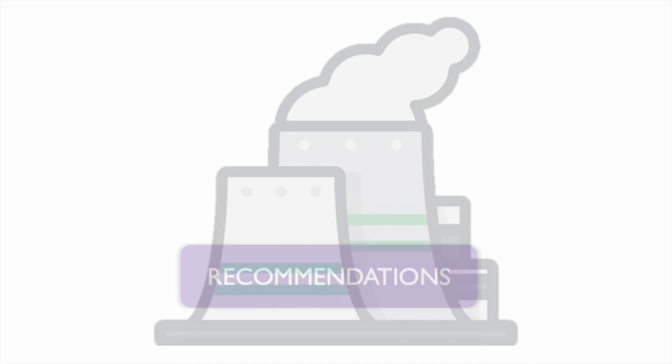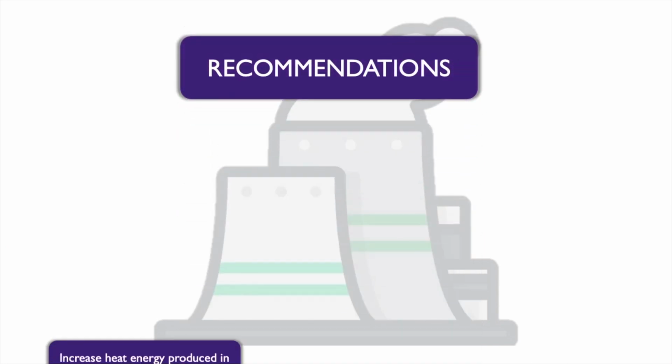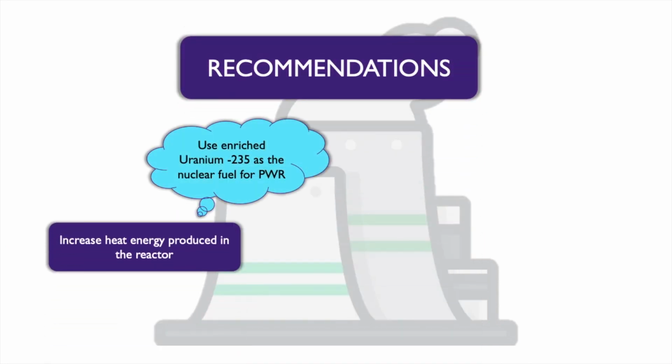Finally, for recommendations, we will recommend using enriched uranium-235 as the nuclear fuel, because this reactor uses light water as the coolant and moderator. When natural uranium is used, it absorbs too many neutrons. The absorption by light water of too many neutrons will reduce the rate of nuclear fission and thus reduce the heat energy produced in the reactor. The fuel content of fissile uranium-235 must be increased by the uranium enrichment process.